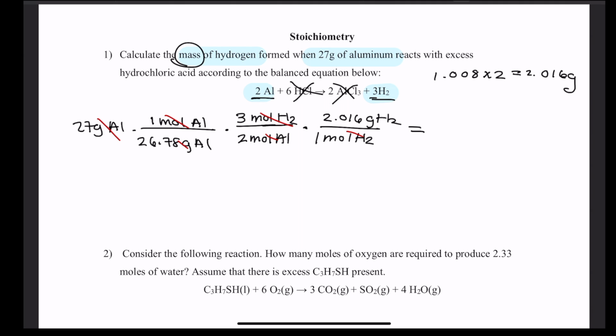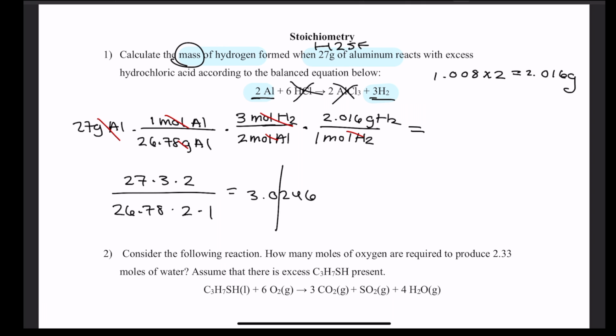So if I multiply everything out, 27 times 3 times 2, and divide by everything on the bottom, you will get 3.0246. Here we're given 2 significant figures, so cut it off at 2. Since we round down, our answer will be 3.0 grams of hydrogen, H2. And that will be your answer.